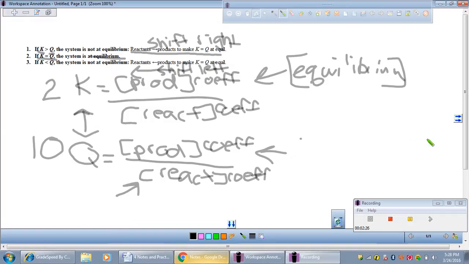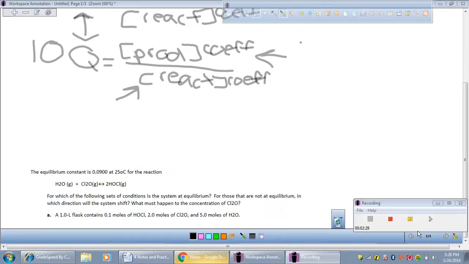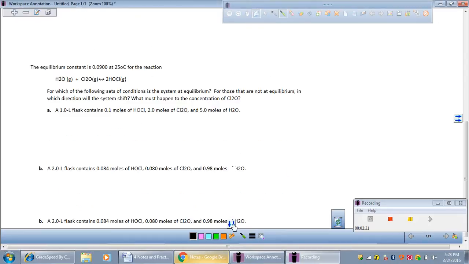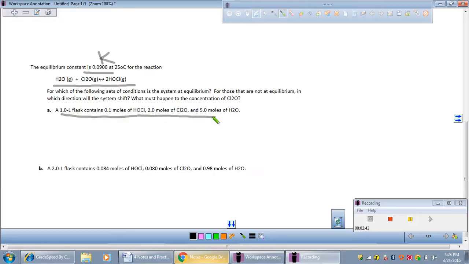So let's take a look at two examples. First example, here's our reaction right here. We are given the equilibrium constant, so that is our K that we're going to have to compare our Q to. And then the Q is any concentration at a certain point in time. So these are the concentrations for our Q. We're going to write our Q expression. It looks exactly like our K, so make sure you put the concentration of product over the concentration of reactants to the power of their coefficients.